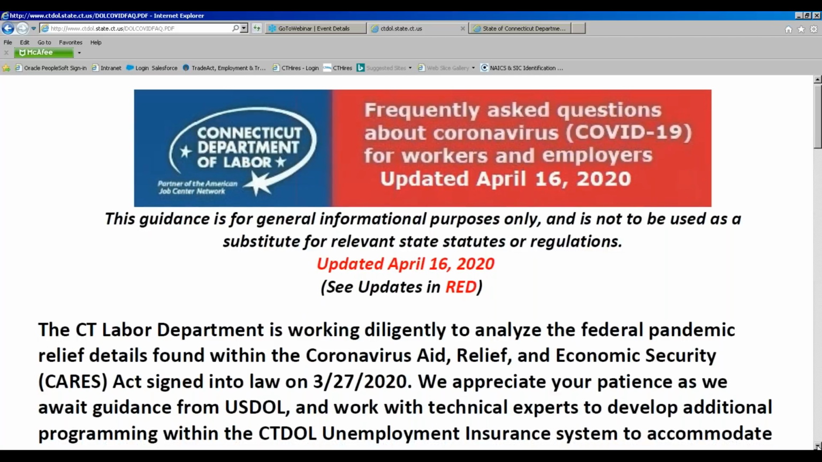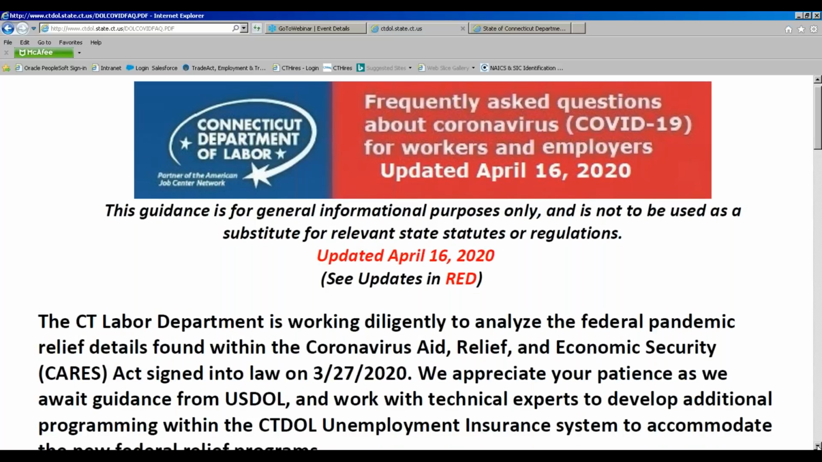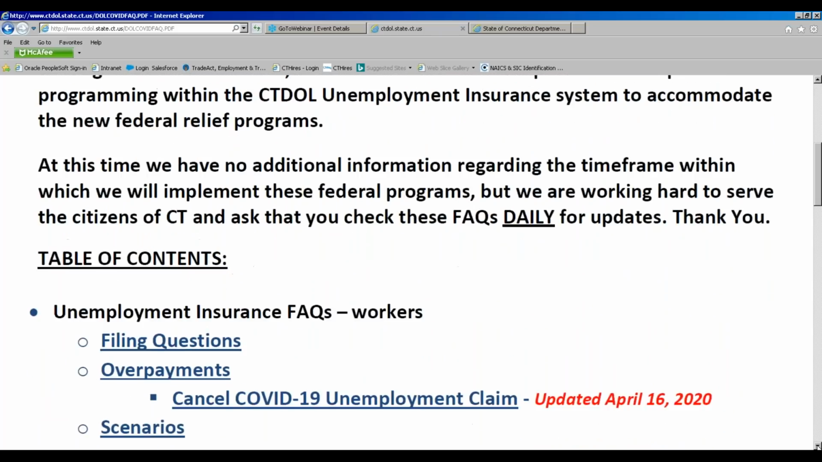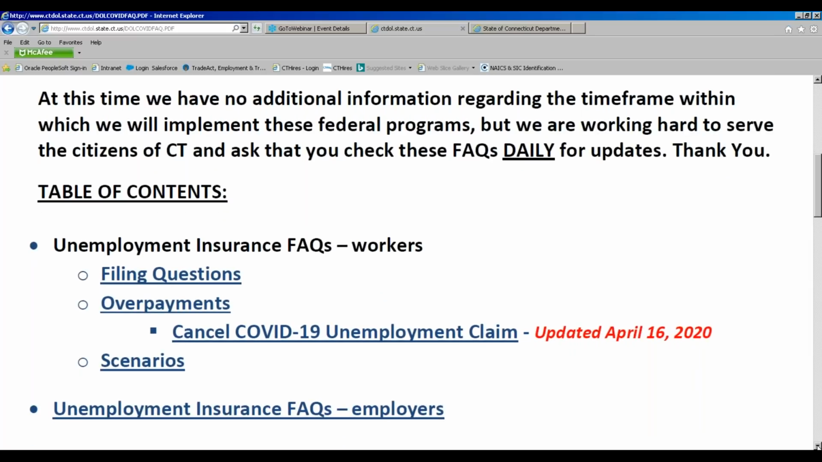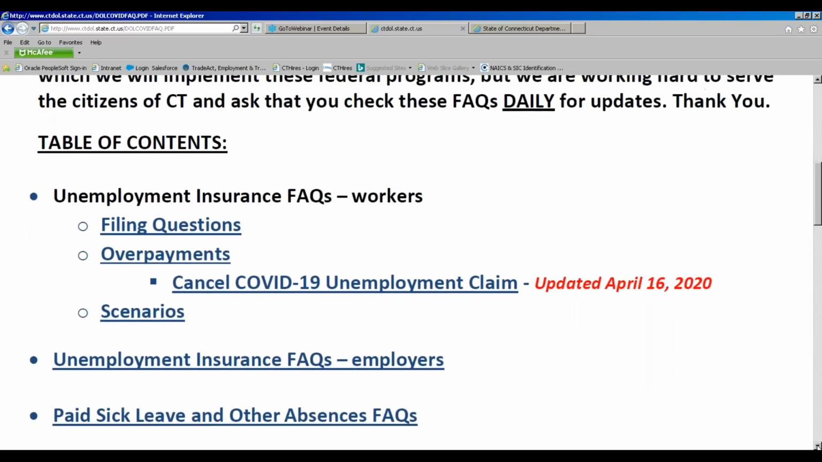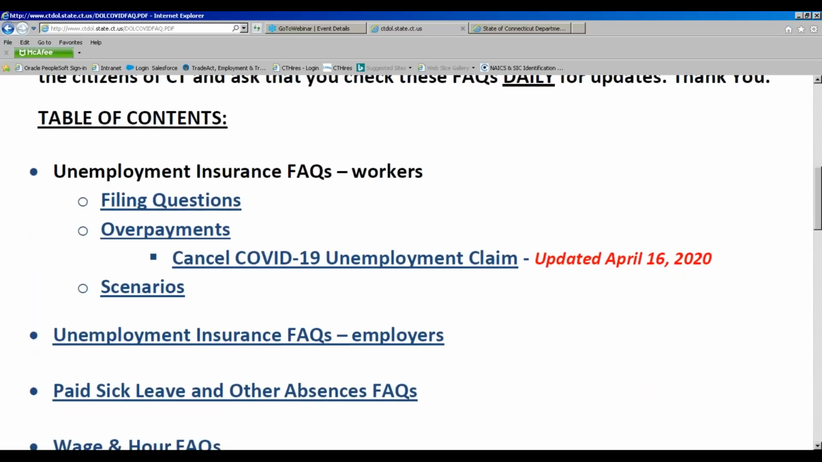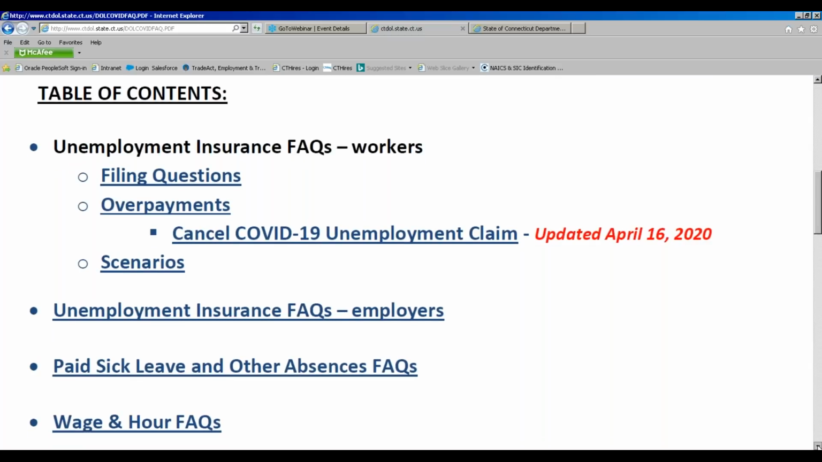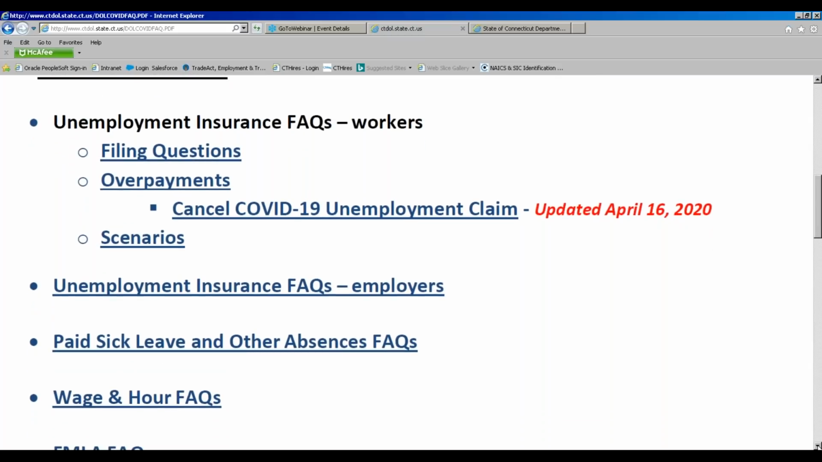On the front page of the Department of Labor's website, center of the front page in blue and red, it says FAQ about coronavirus COVID-19 for workers and employers. Within there, if we can click onto that and go into the questions, you'll see a table of contents that will list what we cover in this particular area. As you can see, those areas include filing questions, I have questions about an overpayment, I'm an employer and I have some questions, paid sick leave, and so forth.